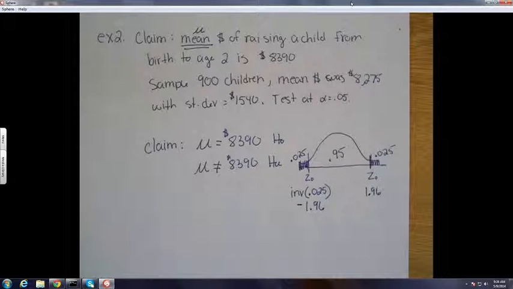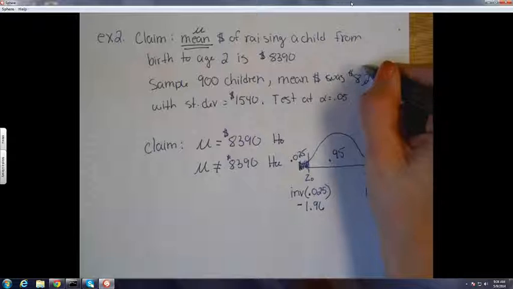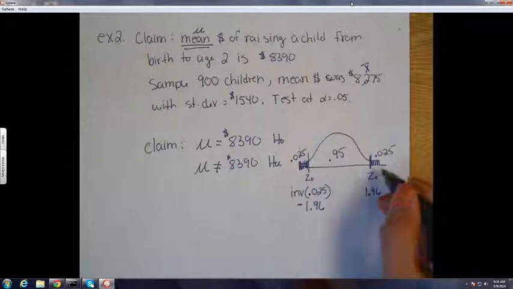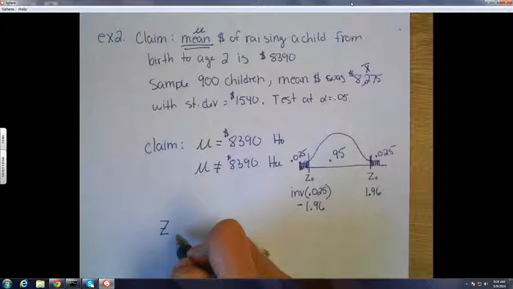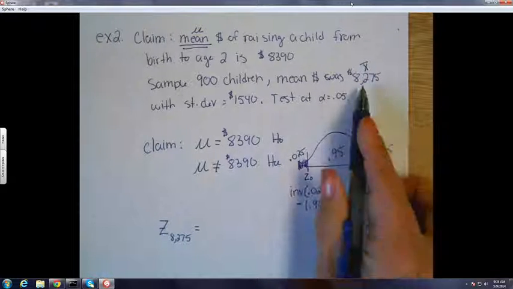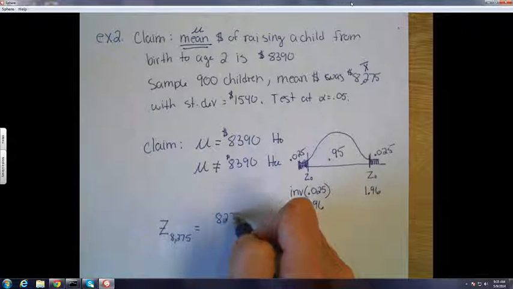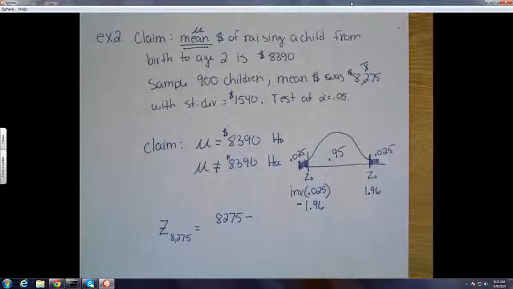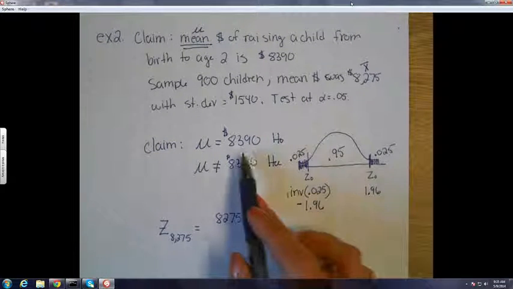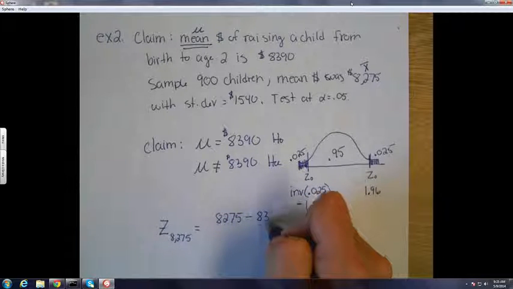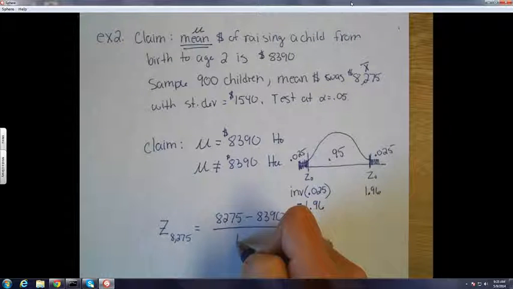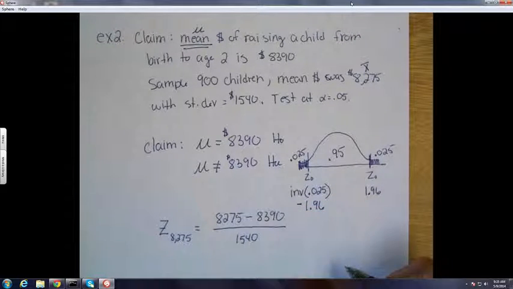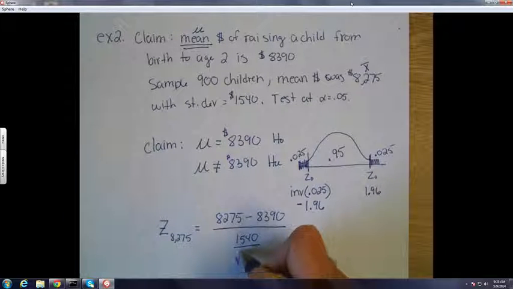Find the z-score for your sample mean. We need to know where the sample lands on this graph. The z-score for the $8,275 can be found by taking that $8,275, subtracting the claim, 8,390, and dividing by 1540 over the square root of 900.